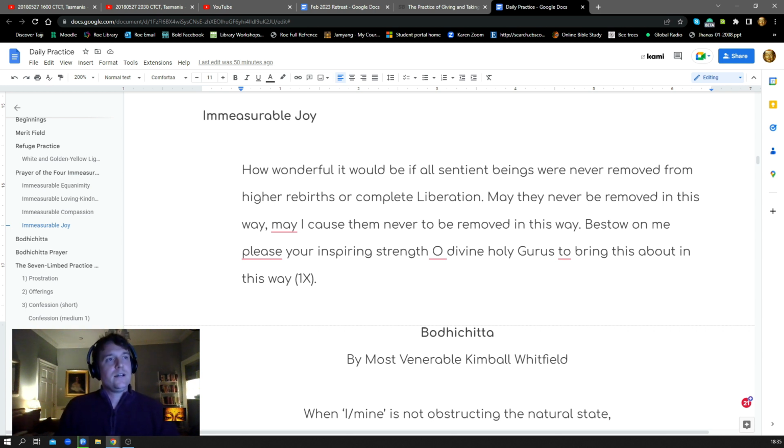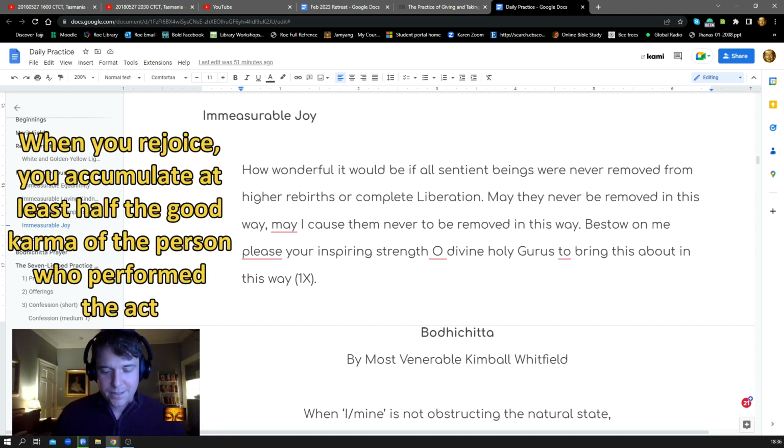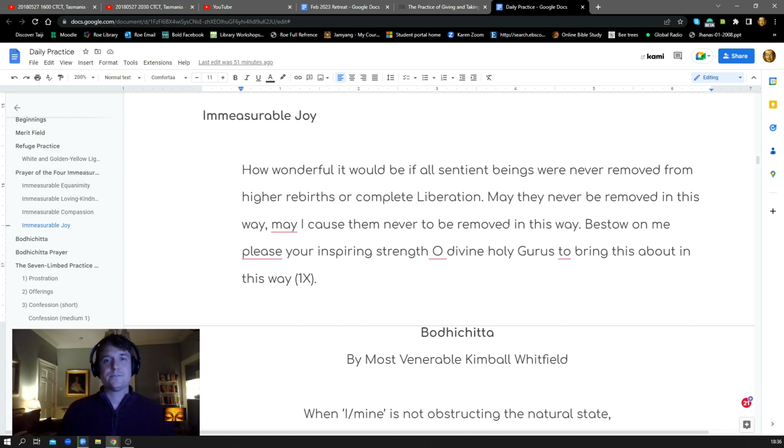And this can help intensify, keep the fire burning with regards to loving kindness and compassion. But it also creates a lot of merit for your own practice, a lot of momentum for your own training. It's good. Every time you rejoice, you also get, according to the text, at least half of the merit, the good karma of having done it yourself.